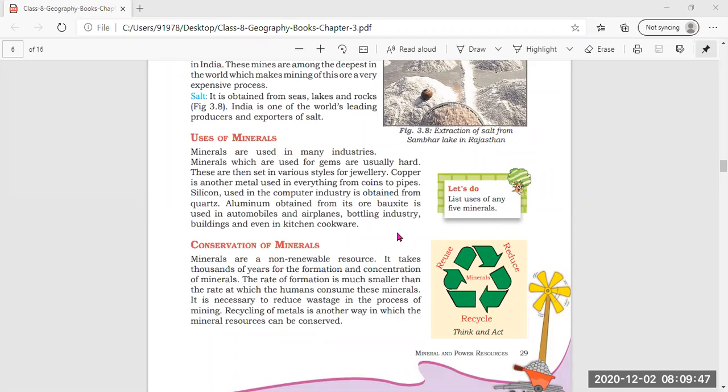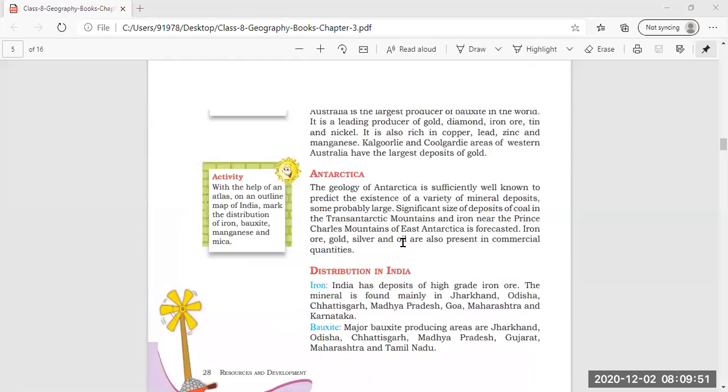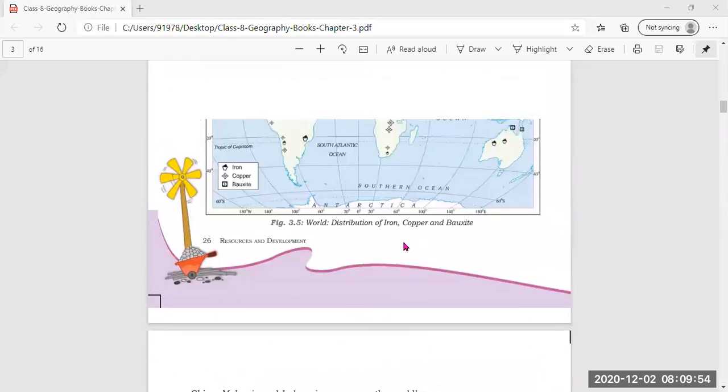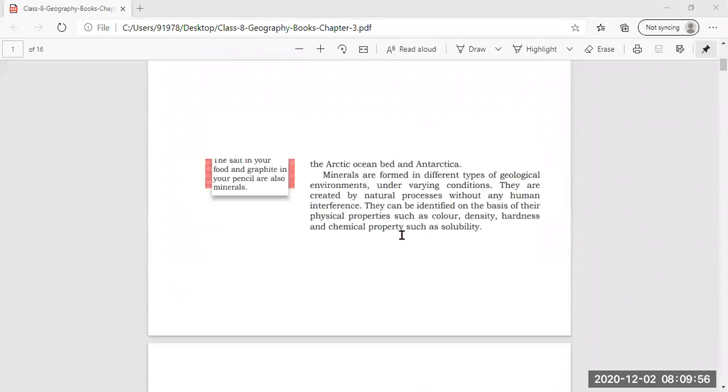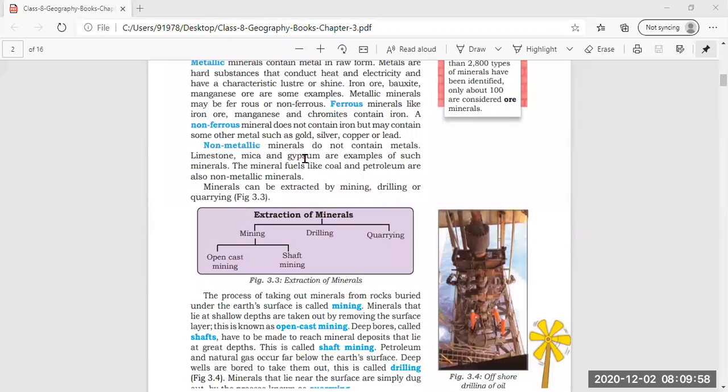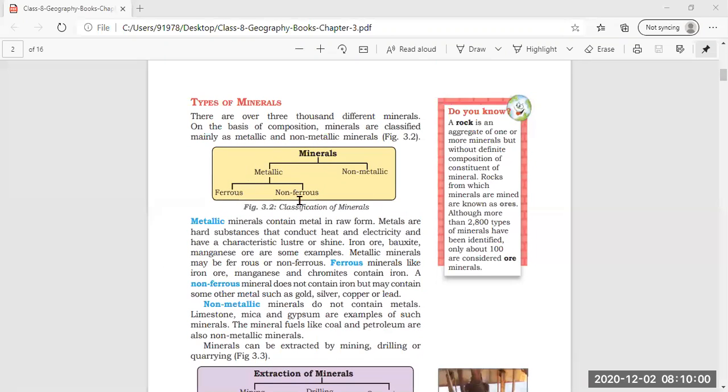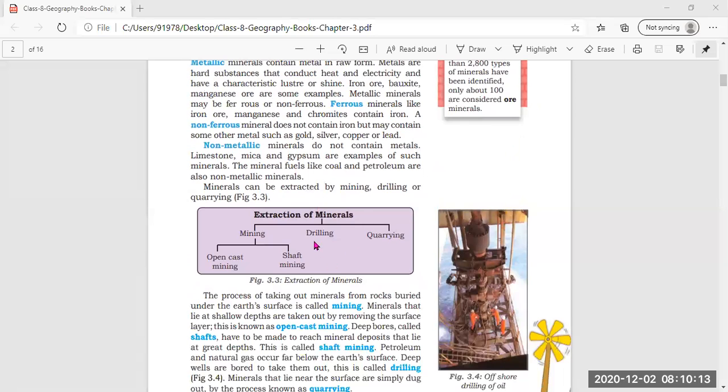And then we have read also about types of minerals, that they are of two types: metallic and non-metallic. Further, we have read about metallic, that they are again divided into ferrous and non-ferrous. Ferrous means which contain iron, and non-ferrous means which do not contain iron. Both metallic and non-metallic we have read clearly and understood.